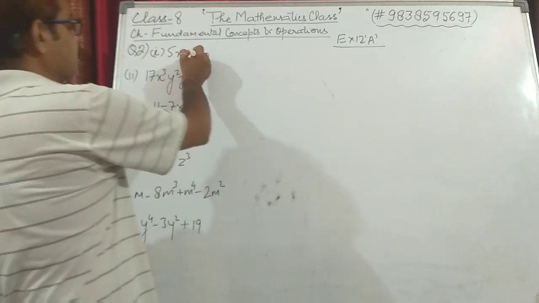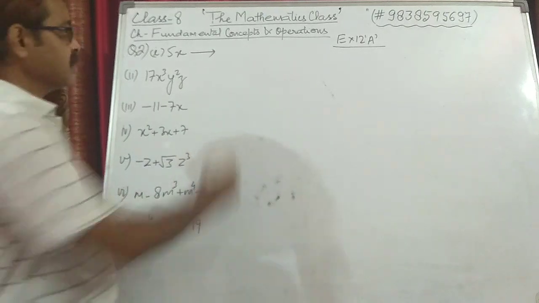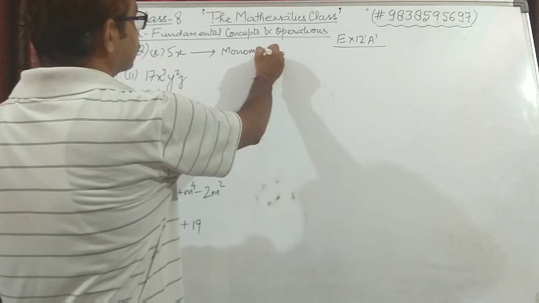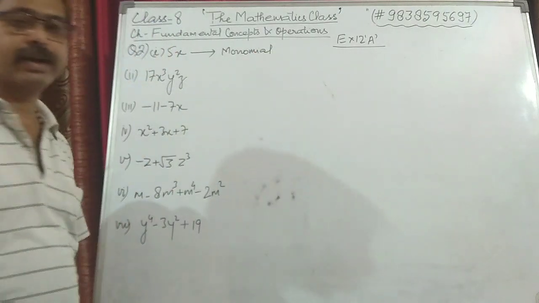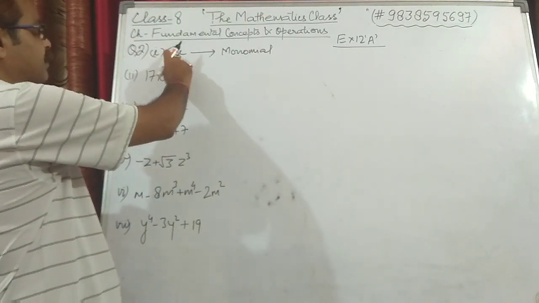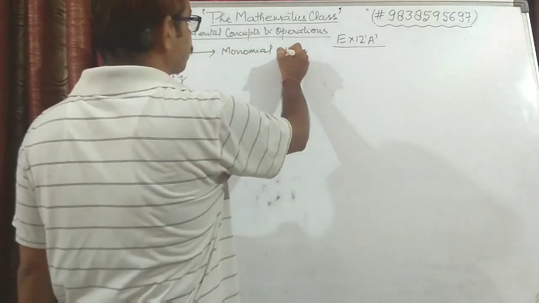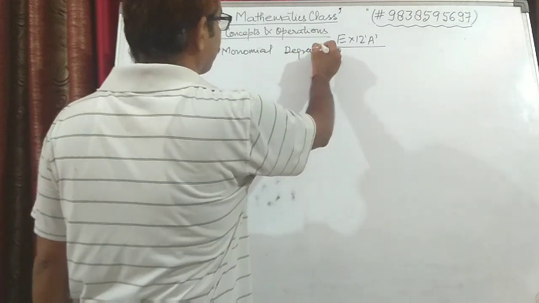So first one is what type? You can easily make out it is a monomial, because a monomial contains only one term, and its degree is the highest power of the variable. The variable is x, the highest power is 1, so degree will be 1.